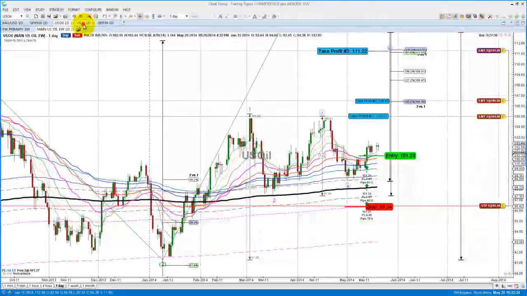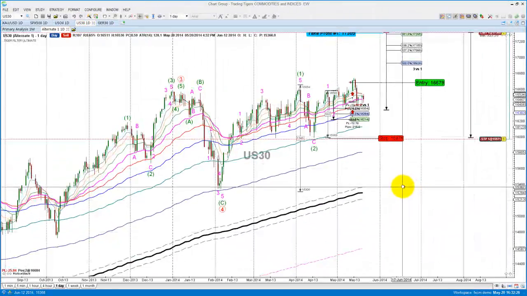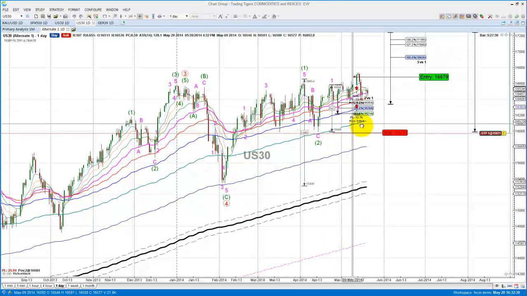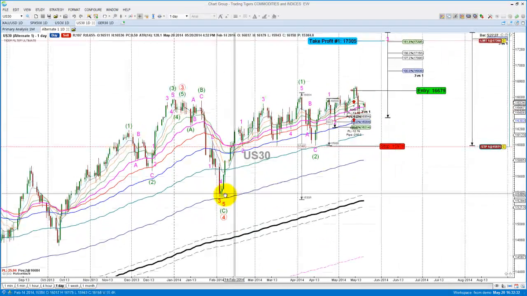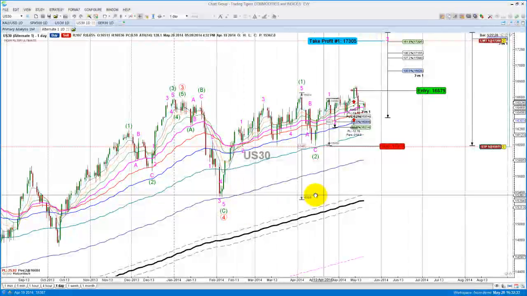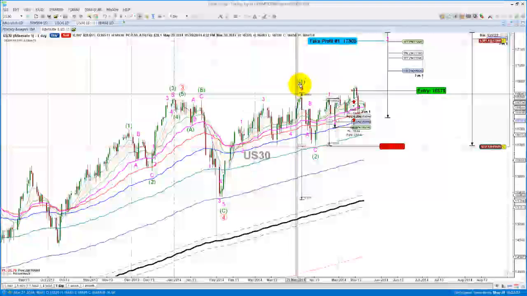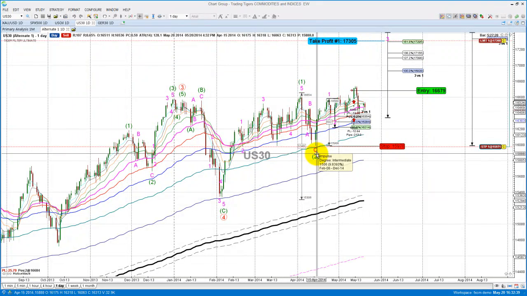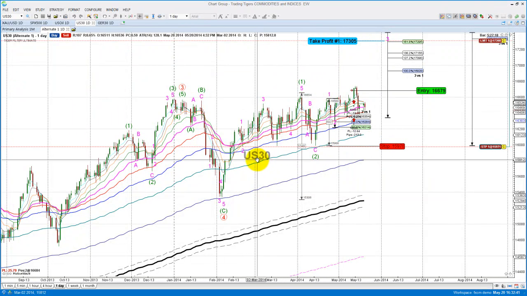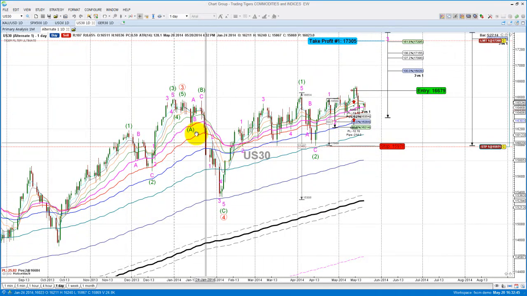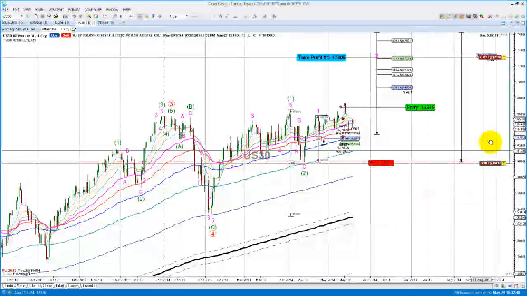Okay, fine. Now we move to the US 30. US 30, as you can see, we're in a wave 5 of this move of the primary degree, and the subwaves are the intermediate, green in brackets, which is currently in a wave 3, wave 1, wave 2. And you can see how all these support levels have been respected.